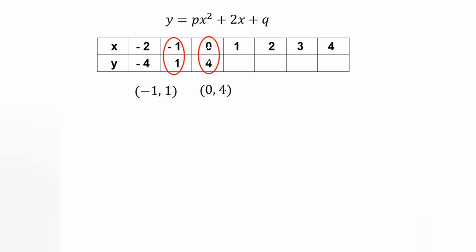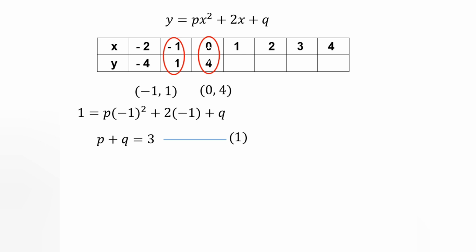I will deal with the first one. It means that when x is -1, y is 1. Then I just do the substitution, and at the end of the day you get P plus Q is equal to 3. We can call this equation 1. Then we use the 0 and the 4 as well, and we do the substitution.